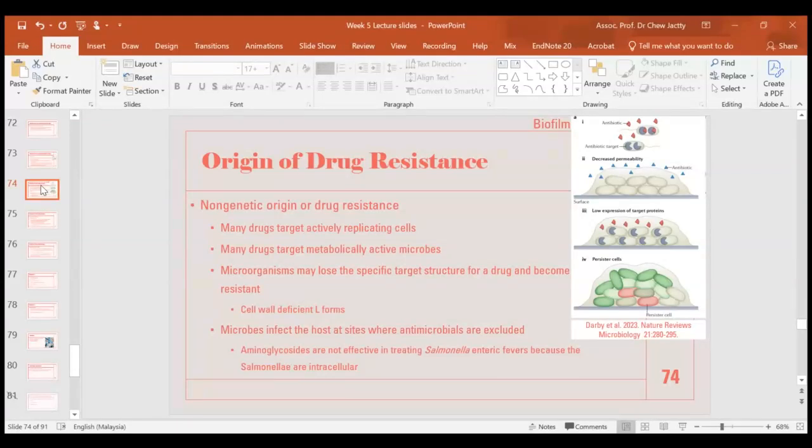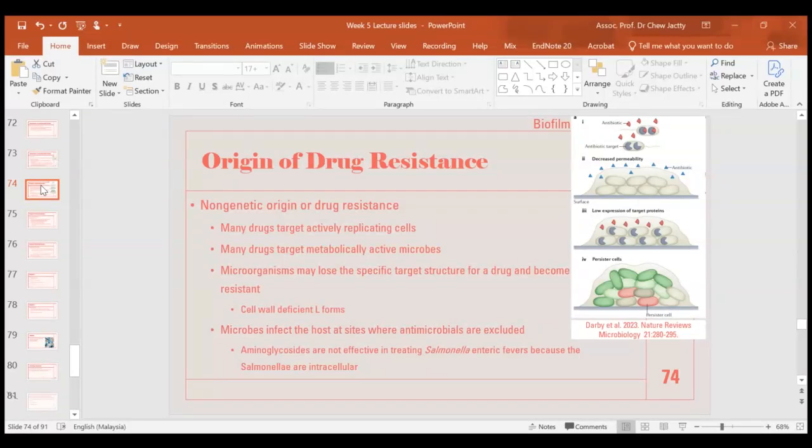And many of the drugs, the drugs here refers to antibiotics, target actively replicating cells that go through protein synthesis and nucleic acid synthesis. But non-replicating cells, such as older cells or those in the biofilm, are not affected. If they are not replicating, not going through translation, these drugs have no use. Many drugs also target metabolically active microbes. If they're not synthesizing folic acid, the drug has no use. So this is non-genetic origin.